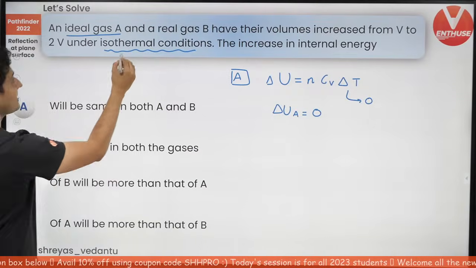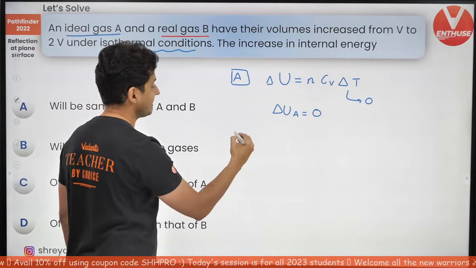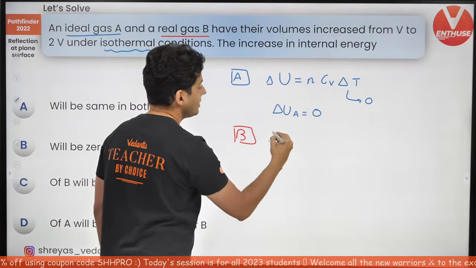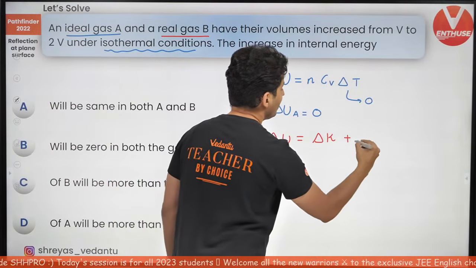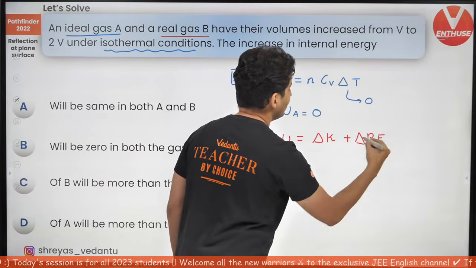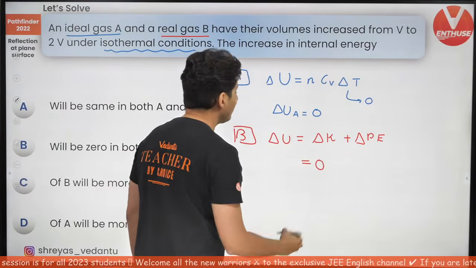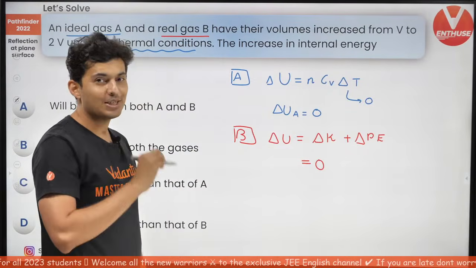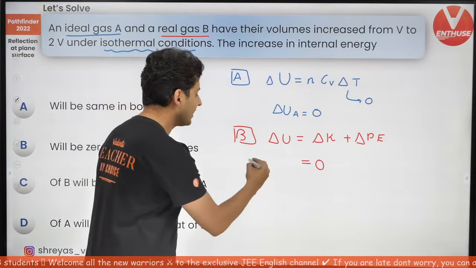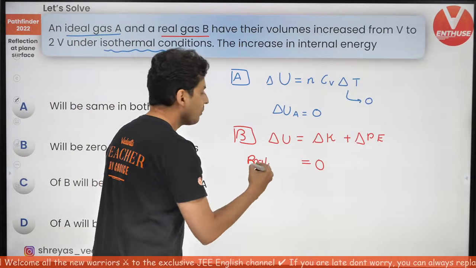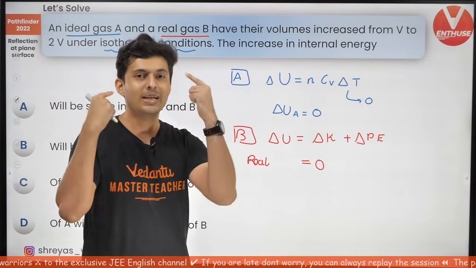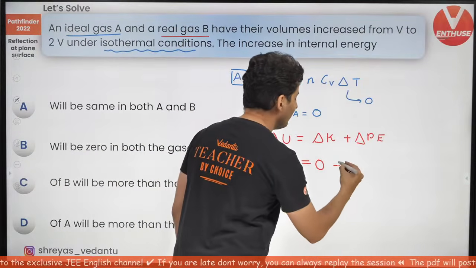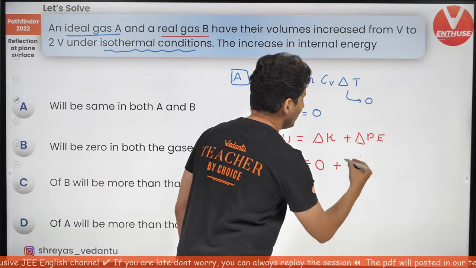But for the second gas, that's a real gas. So for B, delta U is change in kinetic plus change in potential energy. Kinetic energy change will be 0. But for a real gas, there are potential energies, the distances, molecular forces. Delta P will not be 0.